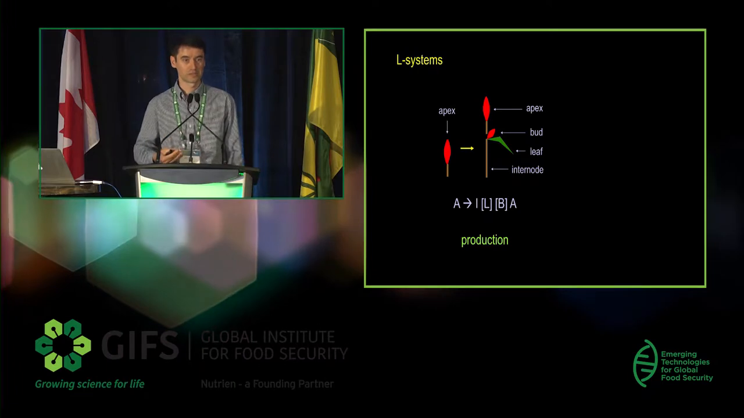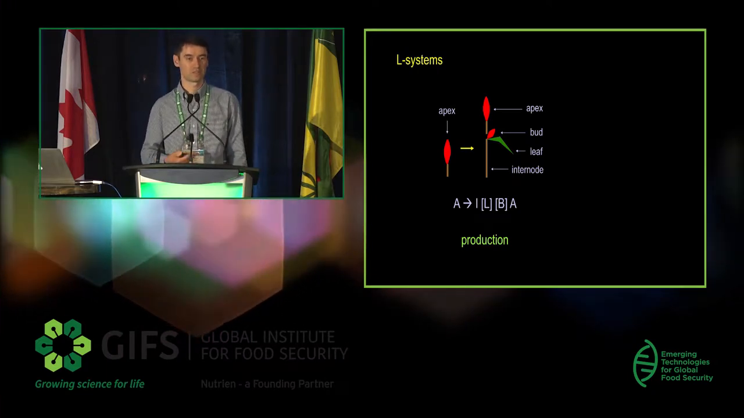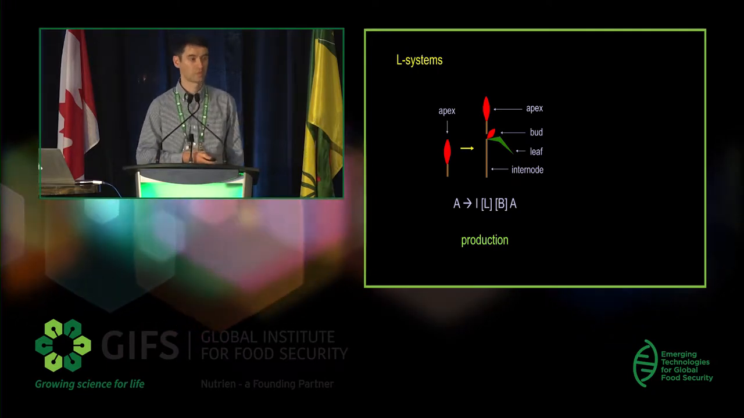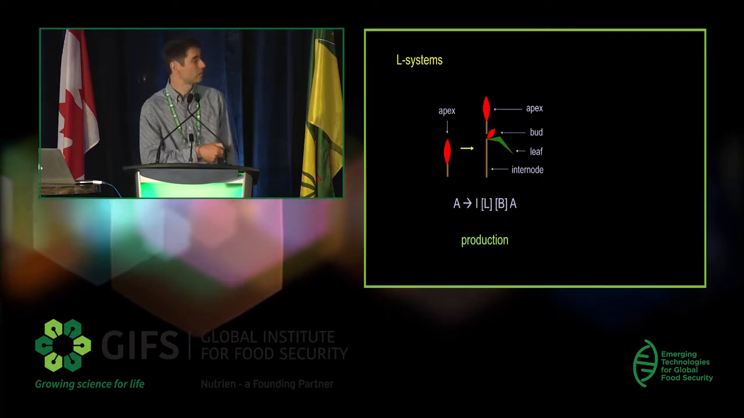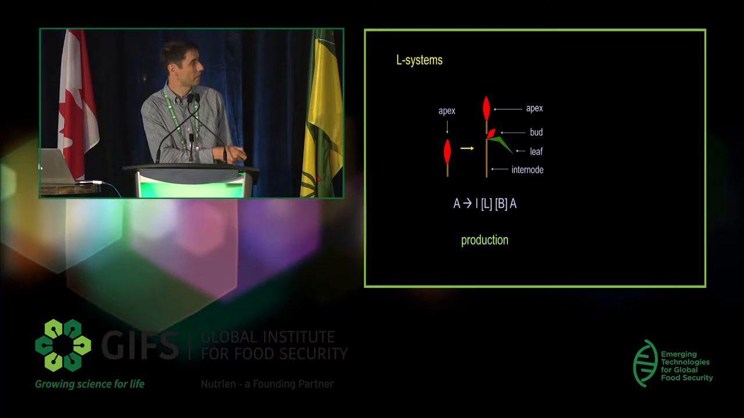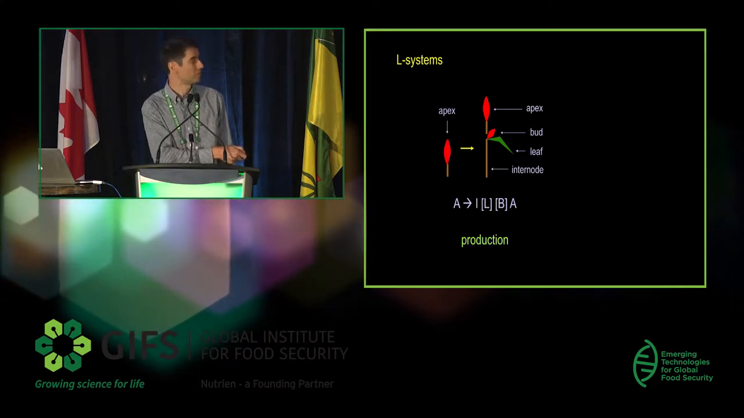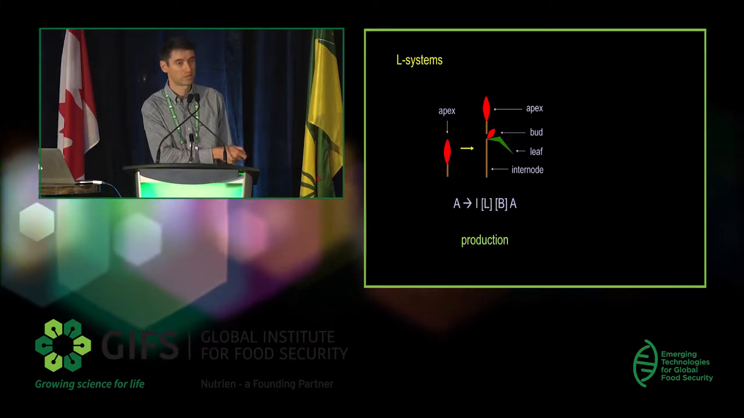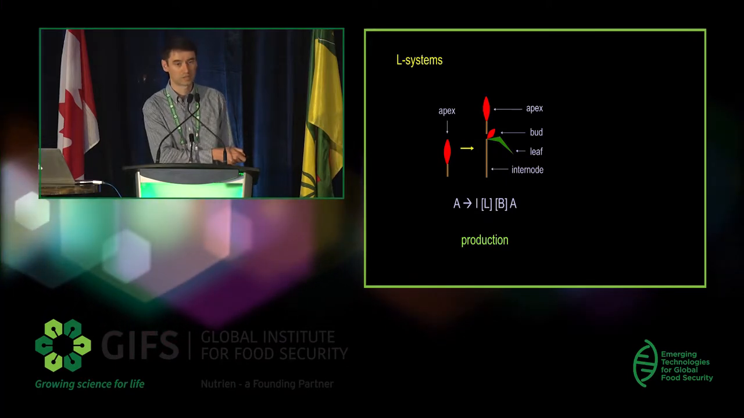And then as the modeler, you just specify what the behavior is of all of these different components. So we write that in the notation by saying that A, the growing apex, is replaced by, it produces a metamer. So it produces a new internode, a new leaf, a new axillary bud, and recreates the apex.